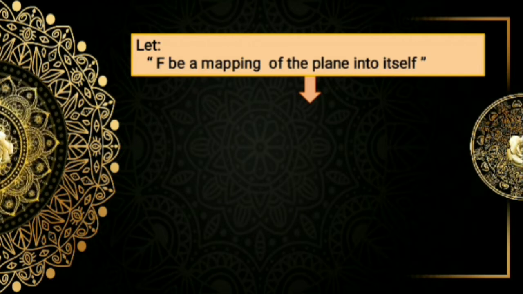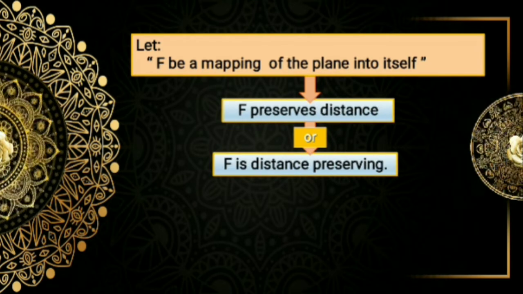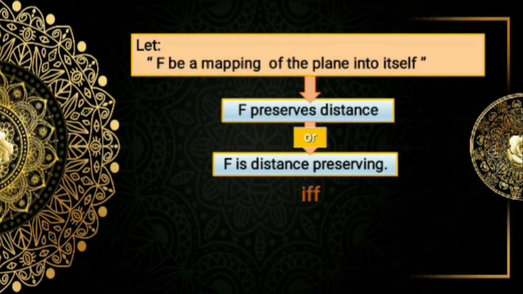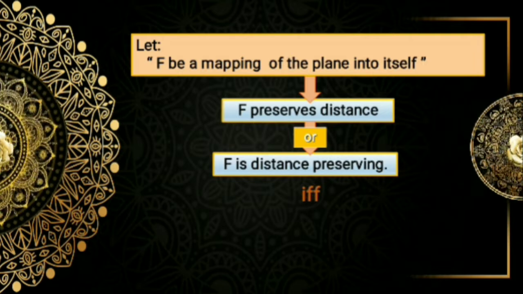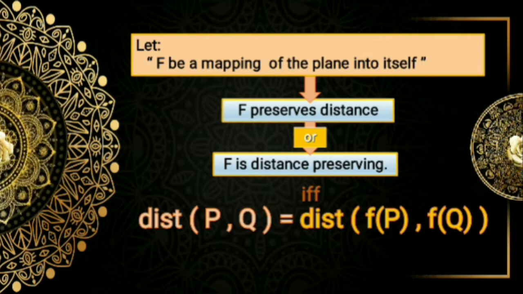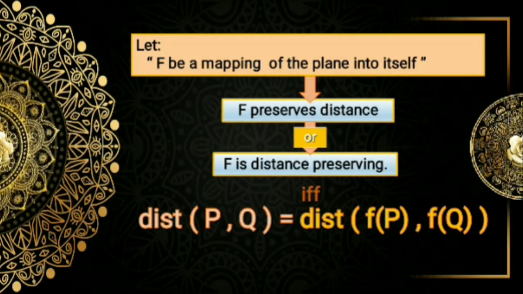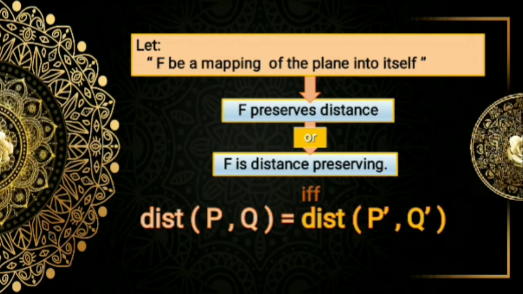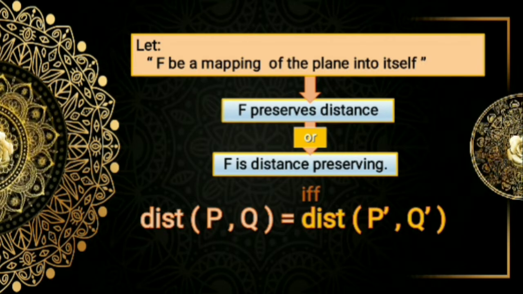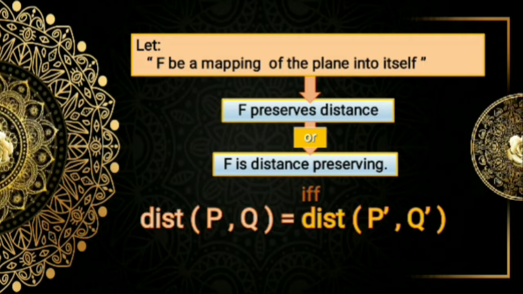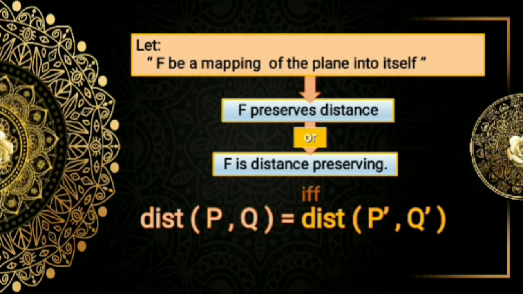Going back, we say that F preserves distance, or F is distance preserving, if and only if, for every pair of points P and Q, the distance between P and Q is equal to the distance between F of P and F applied to Q, or simply we can use P prime and Q prime. Again, the distance between any 2 points P and Q has to be the same as the distance between their image points P prime and Q prime.